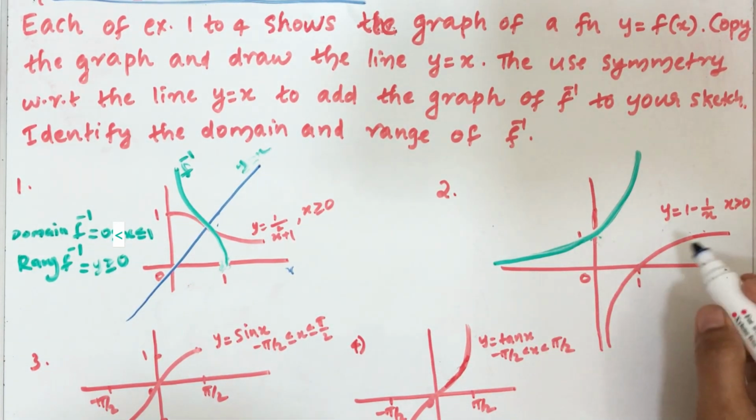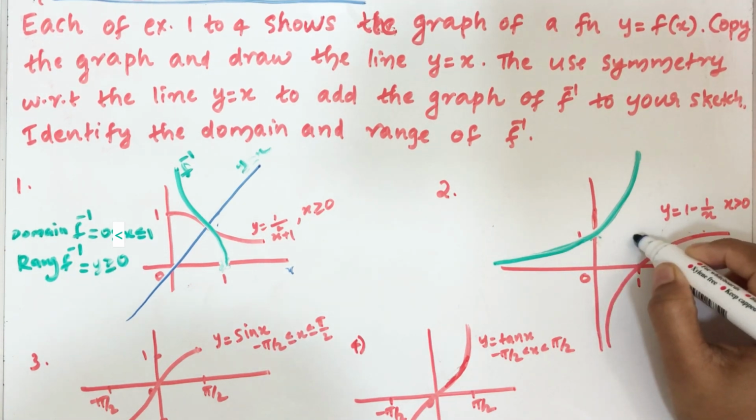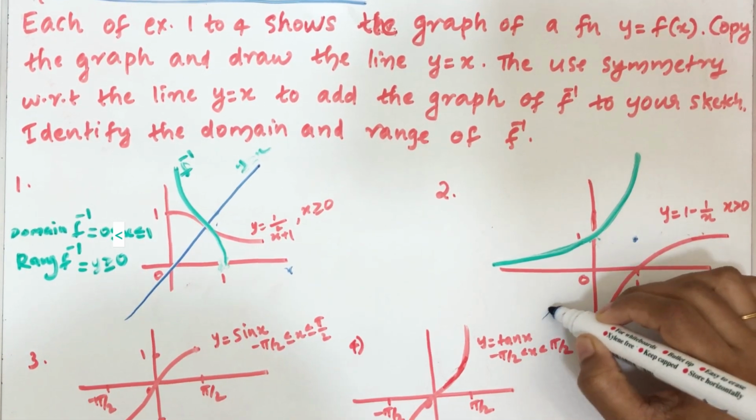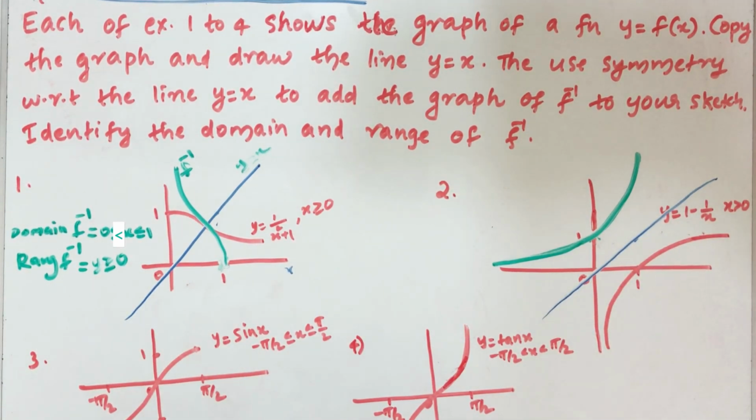Also, we can draw the line y equal to x. Y equal to x is here, mark the 1 point, and mark all other points. Y equal to x will be like this.